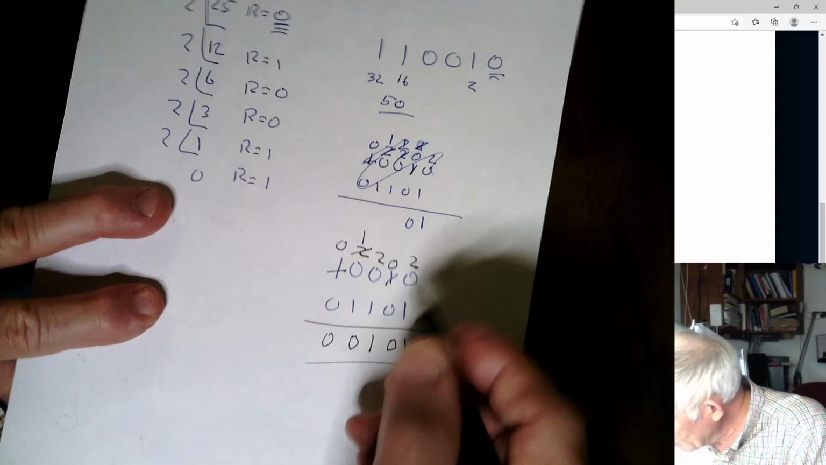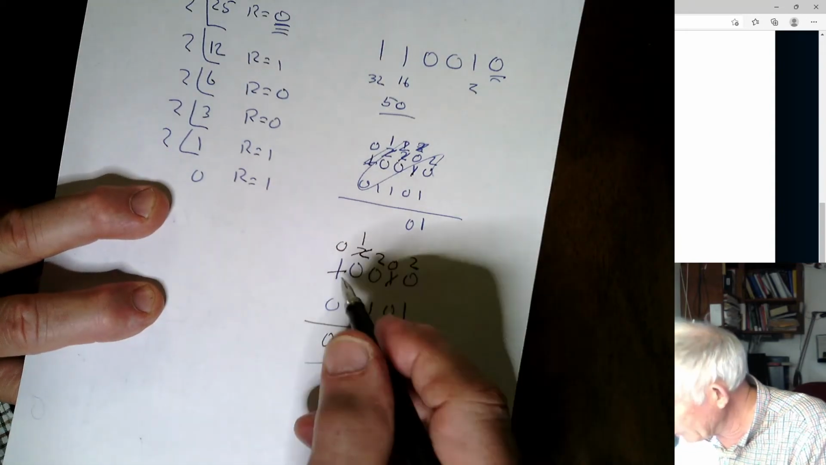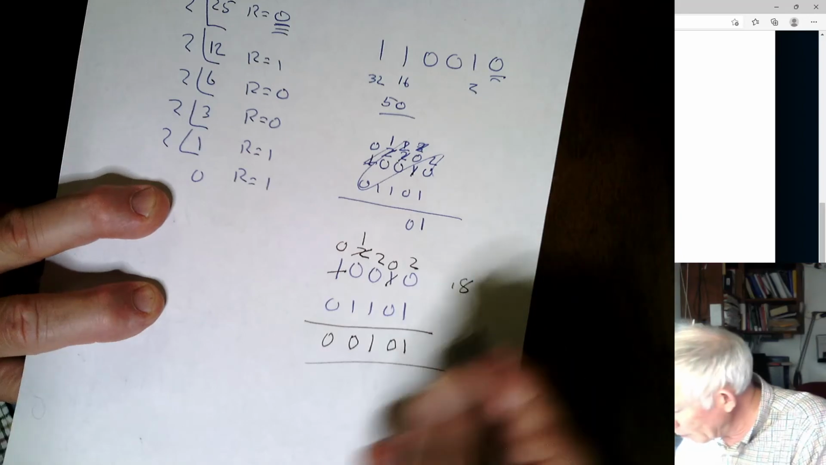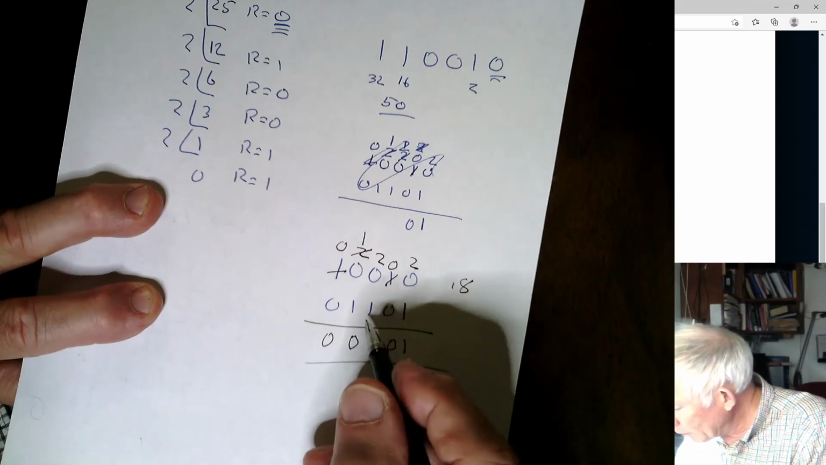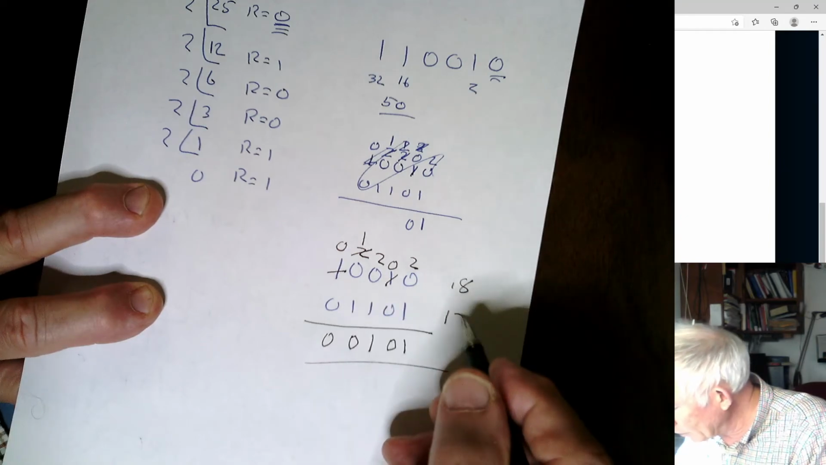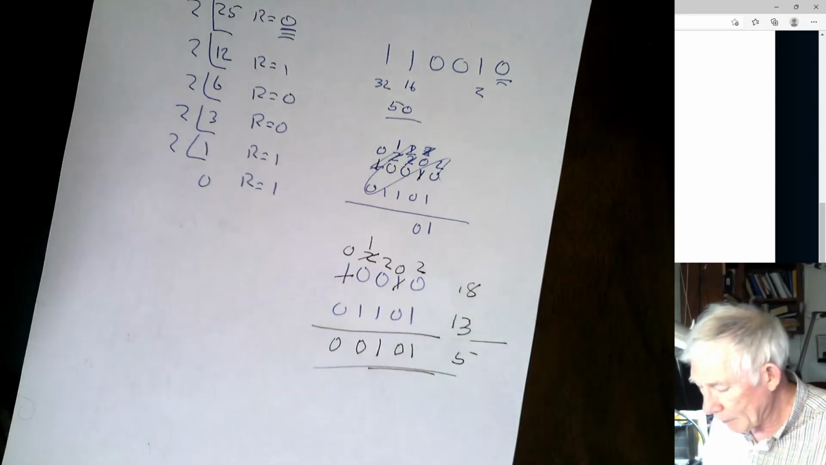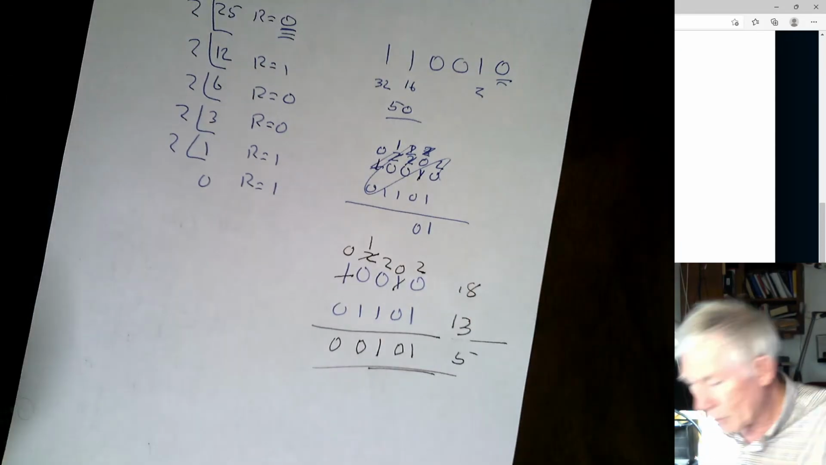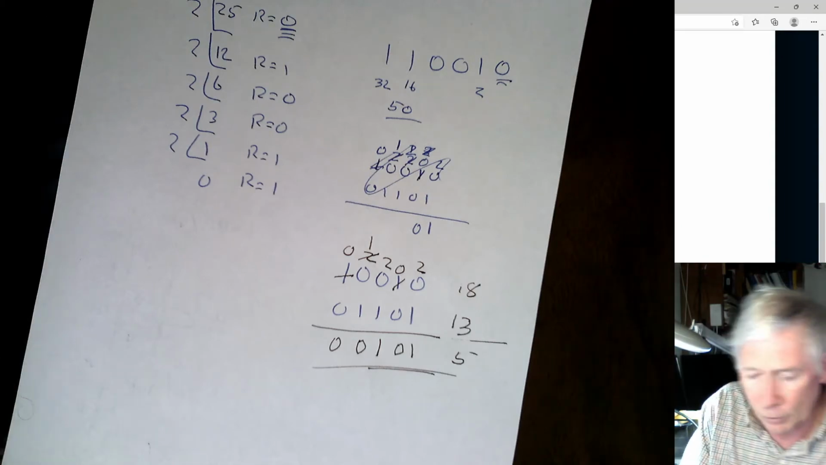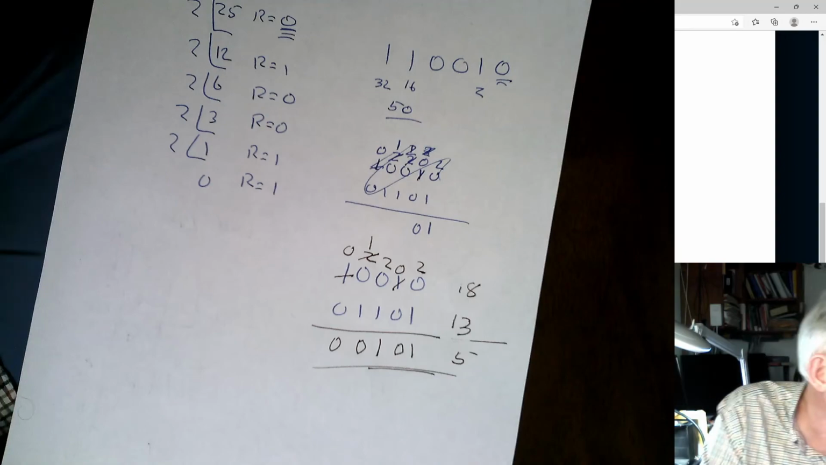And this would be 2 plus 4, 8, 16. So this is 18 minus 13, which is 5 plus 8. 18 minus 13 should be 5, and it is. Okay. So that's how you do it, and that should be real straightforward. Let's look at the next one.